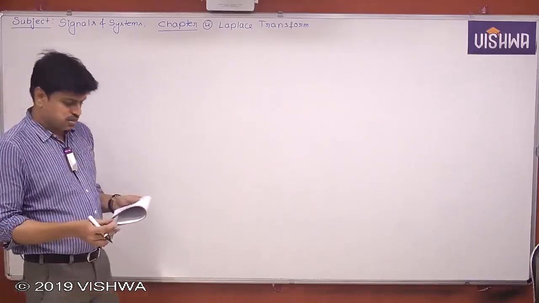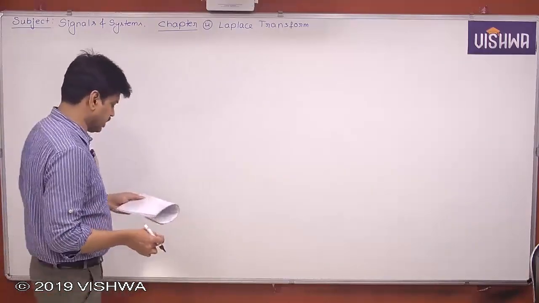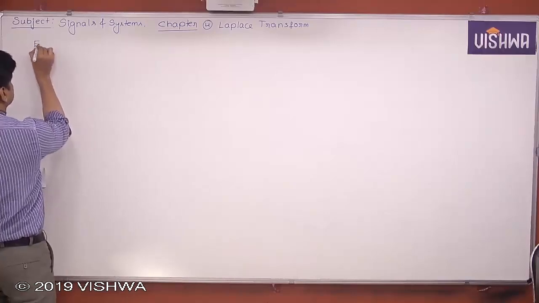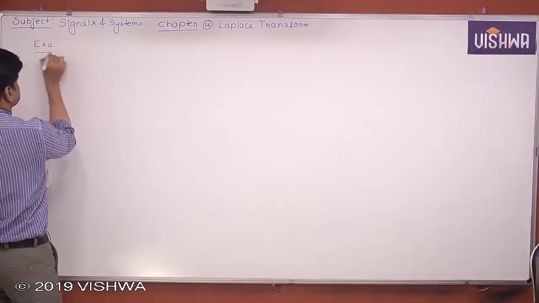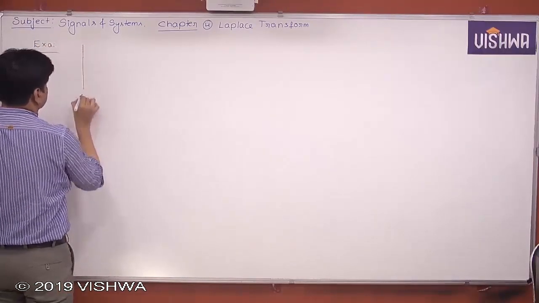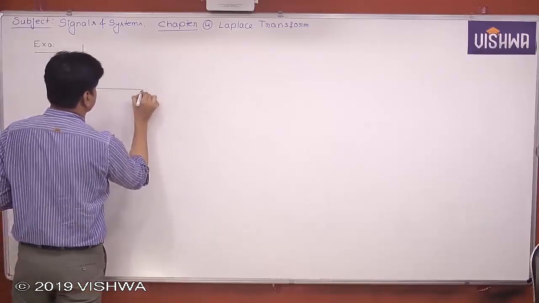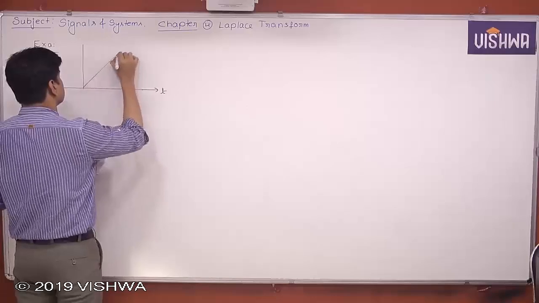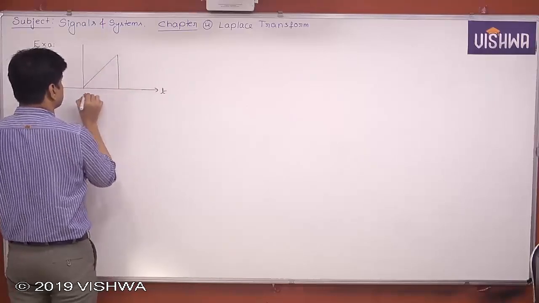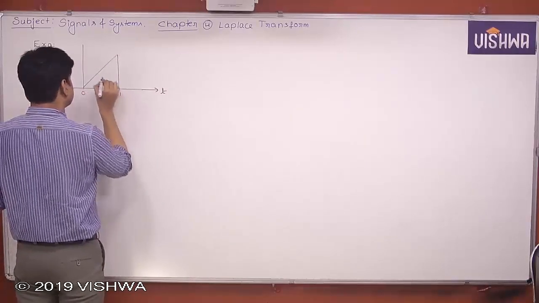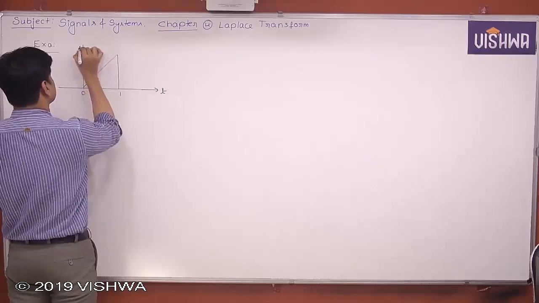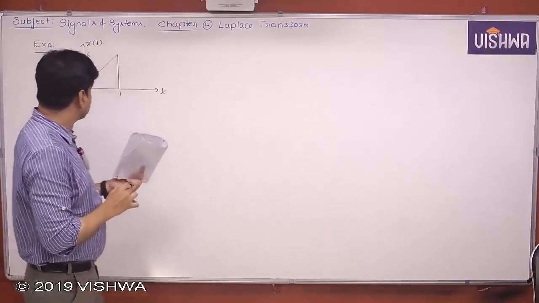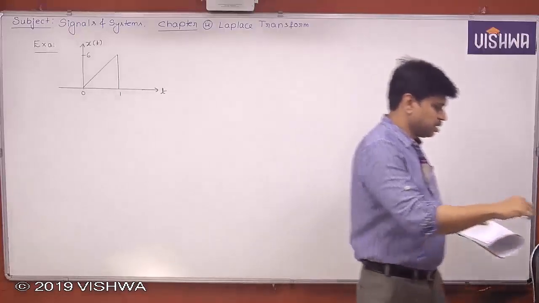Welcome back, friends. So let's see some more problems in the Laplace transform. Suppose a waveform is given like this. For this waveform, I have to find the Laplace transform. For this x of t, I have to calculate x of s. How can we do that?